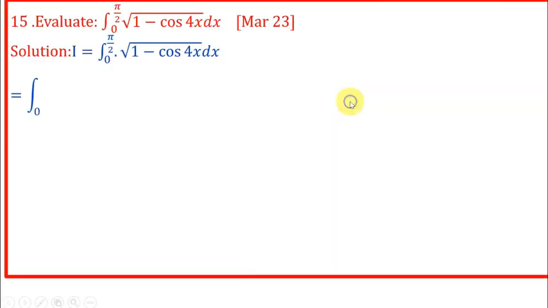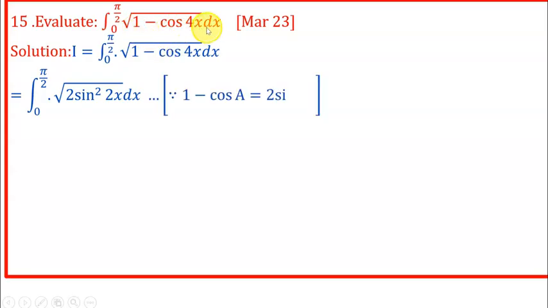Now next, evaluate the integral 0 to pi by 2 root of 1 minus cos of 4x dx. This question was asked in the March 23 examination. Now what is the formula? That is 1 minus cos of A is equal to 2 sine square A by 2. Whatever the angle, divided by 2. Here the angle is 4x, 4x upon 2, then you will get here 2x. That is root of 2 sine square 2x dx.